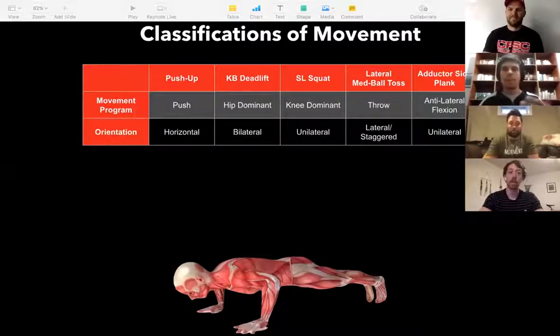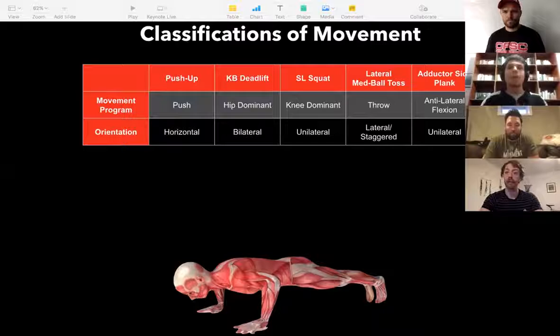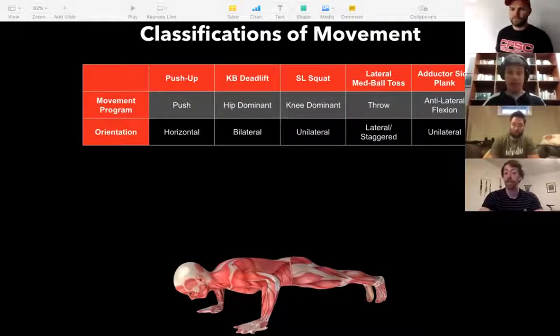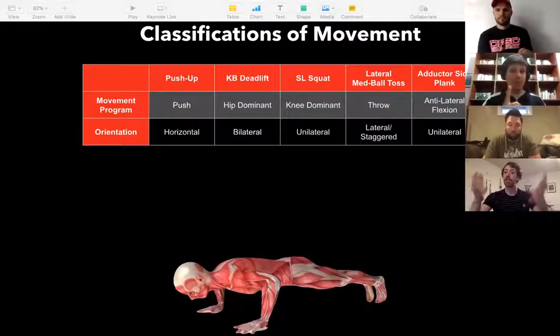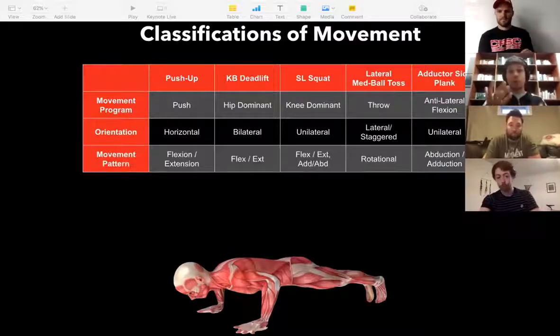So orientation. Push-up, we're going to be pushing, that's a horizontal pushing movement. Kettlebell deadlift, that's a bilateral stance. Single leg squat, that's a unilateral stance. Lateral med ball toss, that's sort of like a change of direction. We're going to have this sort of lateral staggered stance. And then adductor side plank is just like we're standing up and down on one leg. It's a unilateral movement. It's just we've changed the lever of force, okay?